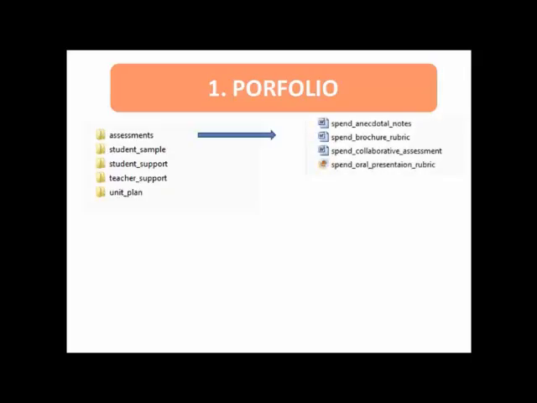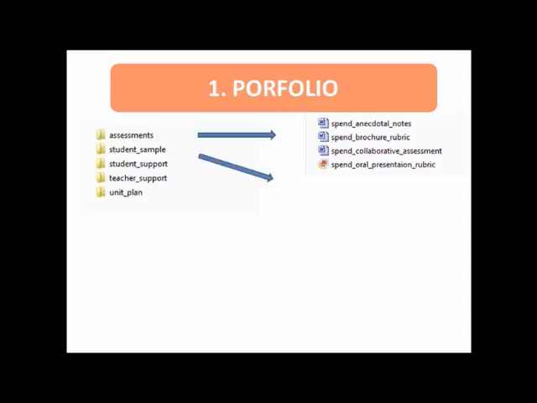This is my portfolio. As you can see, there are five main folders in my portfolio. There are assessments, student sample, student support, teacher support, and unit plan. In my assessments folder, there are anecdotal notes, brochure rubric, collaborative assessment, and presentation rubric, which I use to assess my students' final project. I will go into details later when we move to the assessment plan part.